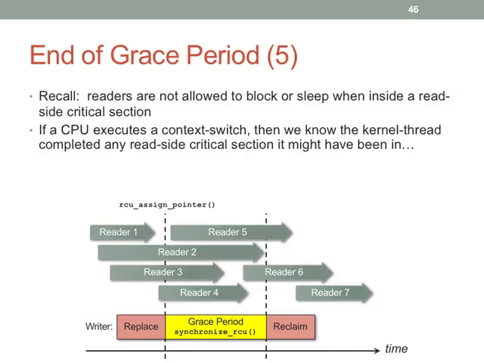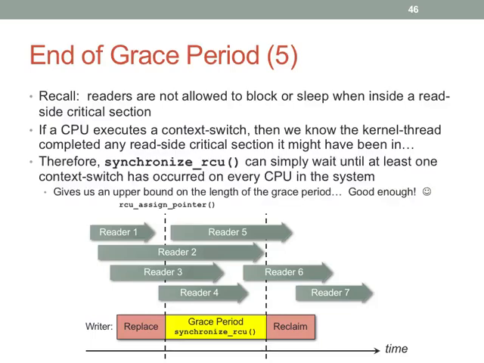But here's the thing. If a particular CPU in the system executes a context switch, then it must not be in a read-side critical section, because you're not allowed to switch away from that kernel thread until it's out of its read-side critical section. So here's the simple way that you can implement this. Synchronize RCU could just wait until there's one context switch on every core. Once that's happened, then it knows the grace period is over, because anybody that was in a read-side critical section has since been switched away from, so I know that reader is finished.